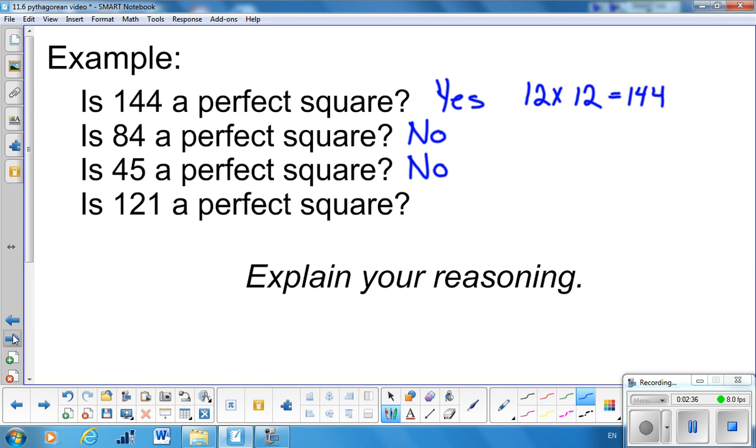What about 121? If we look at 121, we will find that yes, it is a perfect square because 11 times 11 is 121.